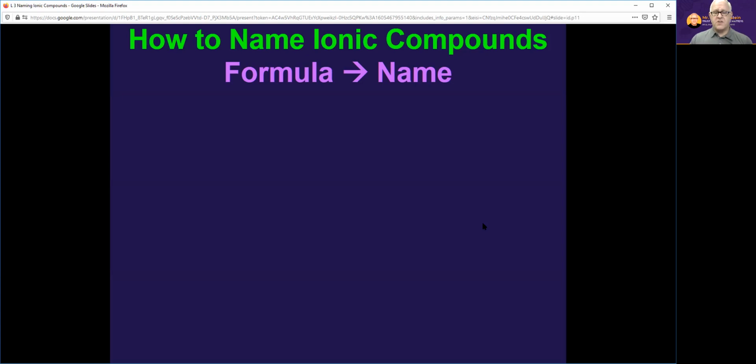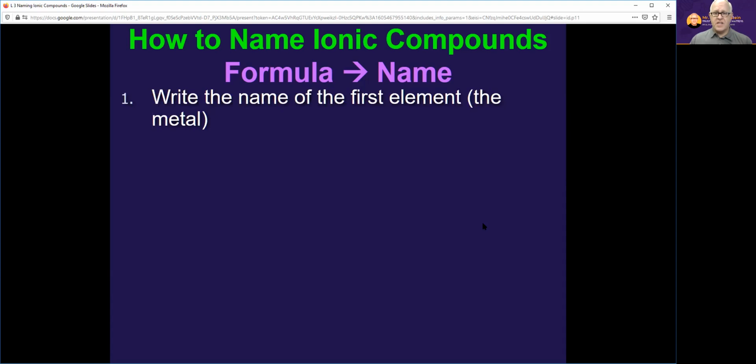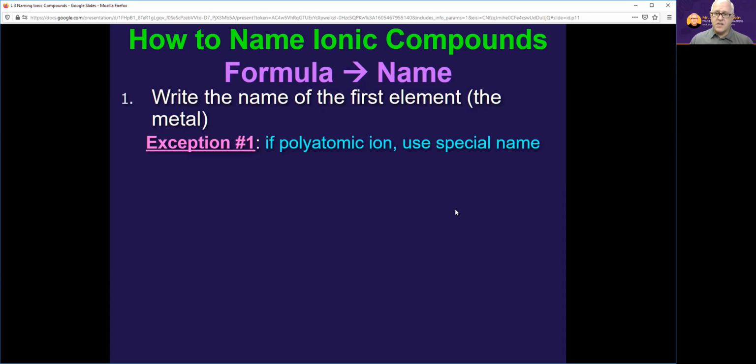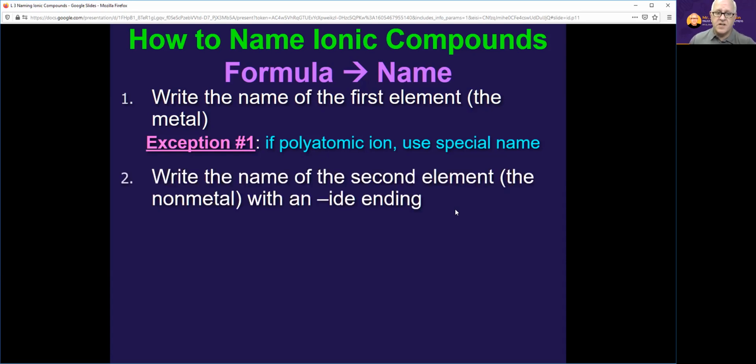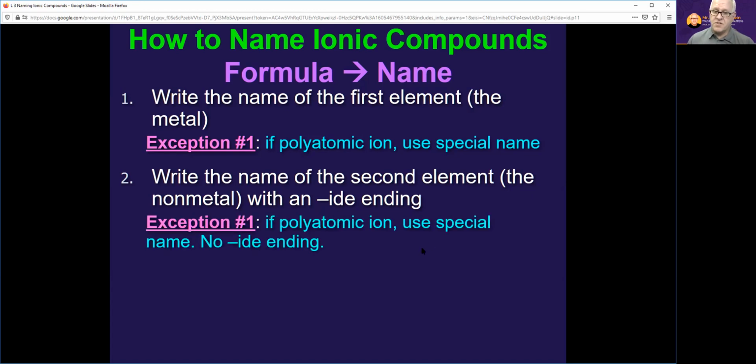But we need to now go from the formula to a name. And so first, write the name of the first element, typically the metal. Of course, there's an exception. If it's a polyatomic ion, you have to use the special name of the polyatomic ion. Then write the name of the second element, usually the nonmetal, with an ending IDE. Of course, there's the exception. If it's a polyatomic ion, use the special name with no IDE ending. There's a lot of rules here. Let's take a look at an example.